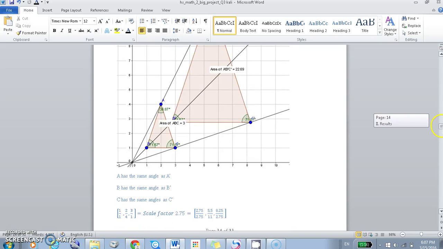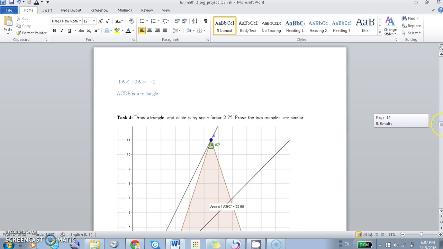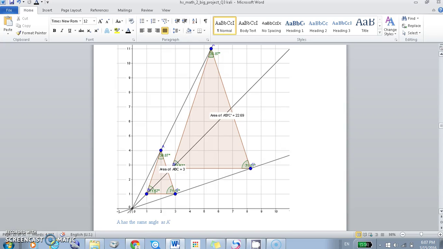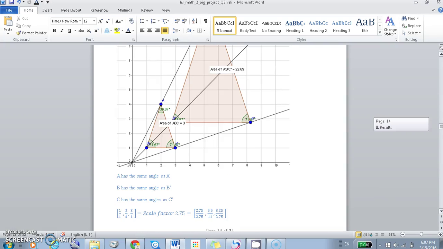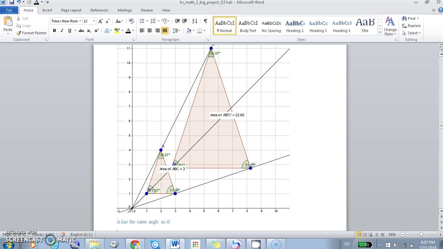So task 4 is to draw a triangle and dilate it by the scale factor of 2.75. The way I know is that I multiply each of the coordinates by 2.75, and it becomes the coordinate that's given on the dilated one, and it also has the same angles. More than two of the angles are the same, so I can know that these two triangles are similar.